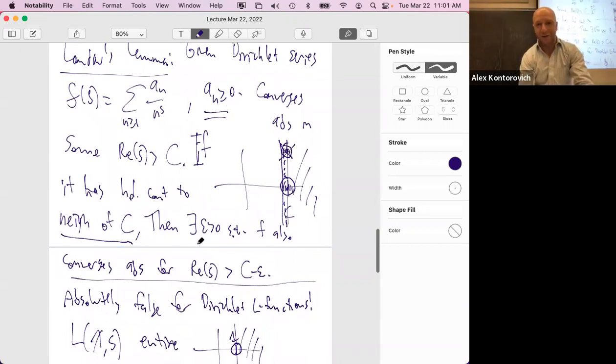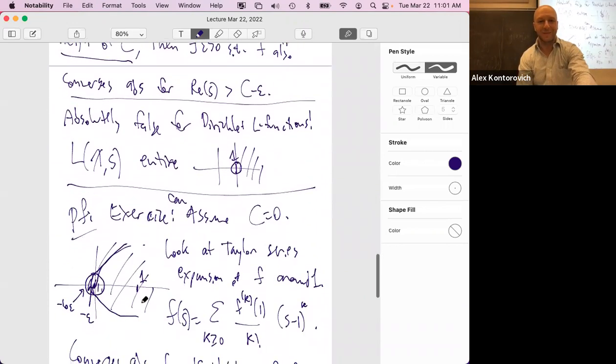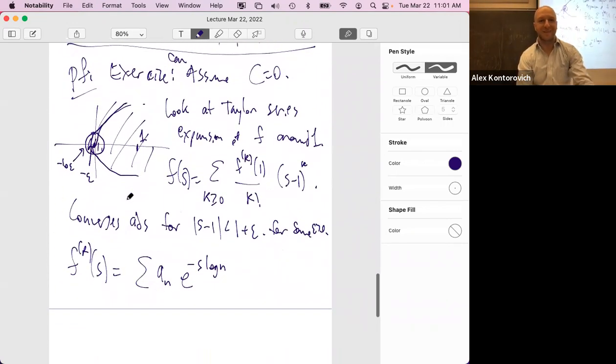So I'm taking these two assumptions. Now I need to give you an epsilon. If we didn't have a continuation, then I can't say anything about how far the series converges. So this is just the original function. I want to differentiate k times. The nice thing is I know how to differentiate e to the minus s log n k times with respect to s. It's just minus log n coming down k times. That's all there is to it.